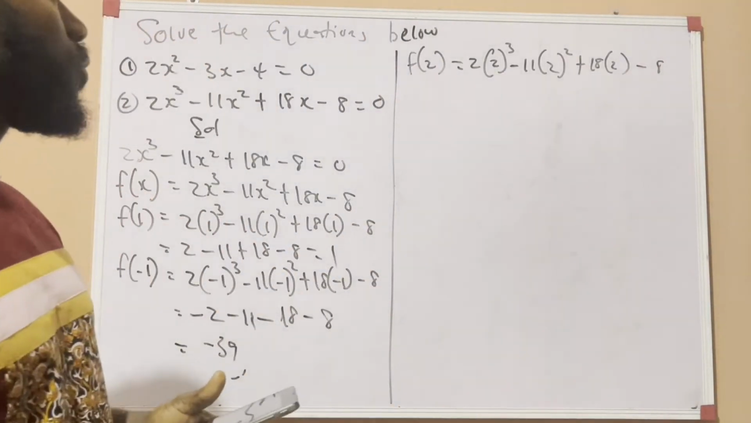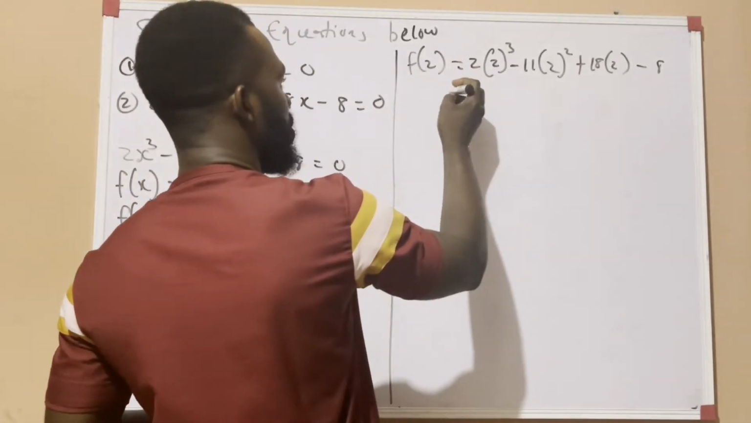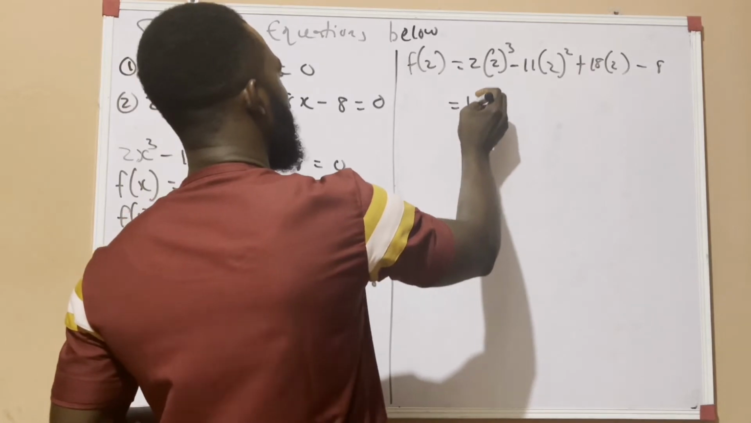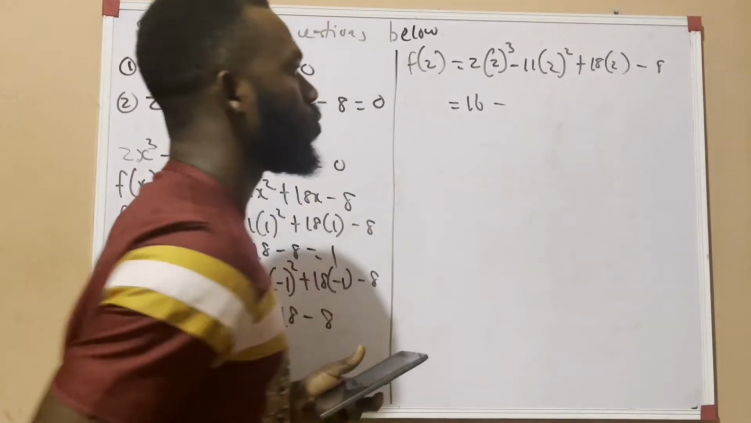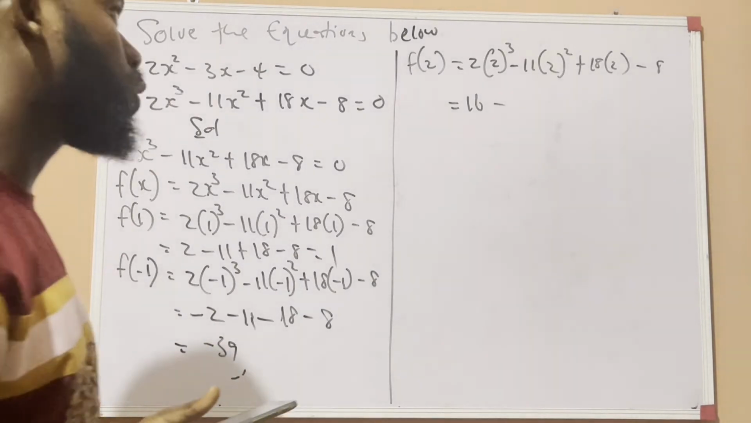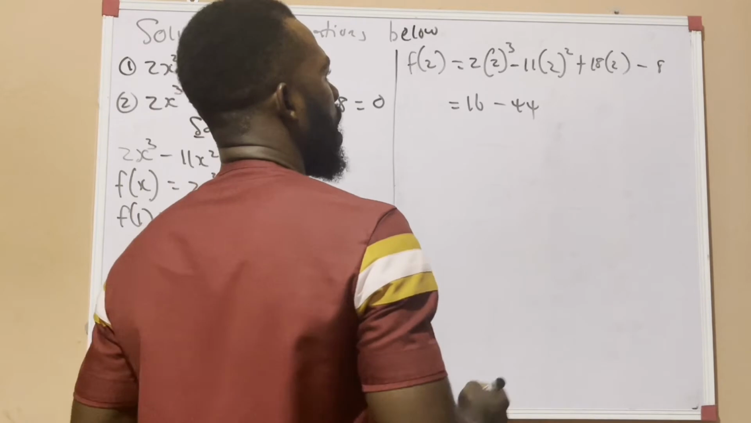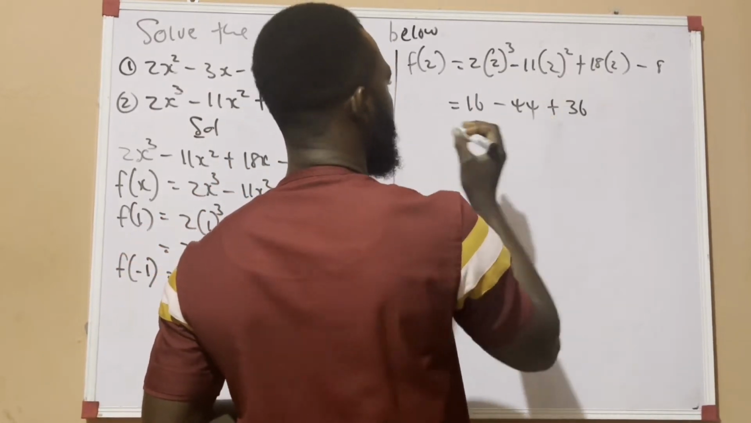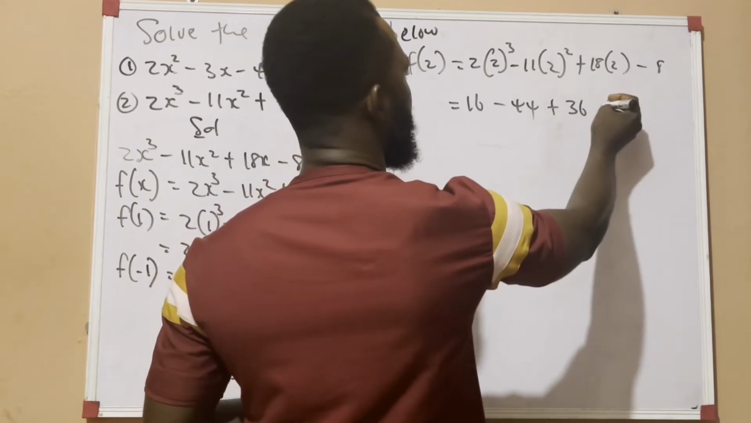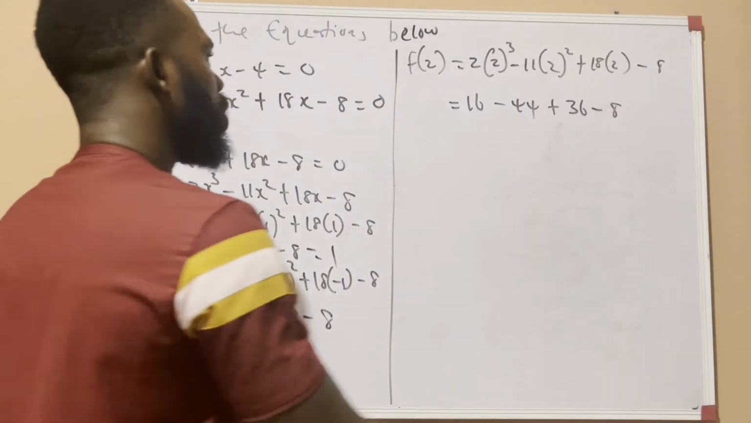Now, 2 raised to the power of 3 is 2 times 2 times 2, which is 8. And 8 times 2 is 16. Okay, so we have 16 minus 2 raised to the power of 2, which is 4. And 4 times 11 is 44. Okay, so plus 18 times 2 is 36. Okay, and we have minus 8. Okay, so what are we going to do here now?